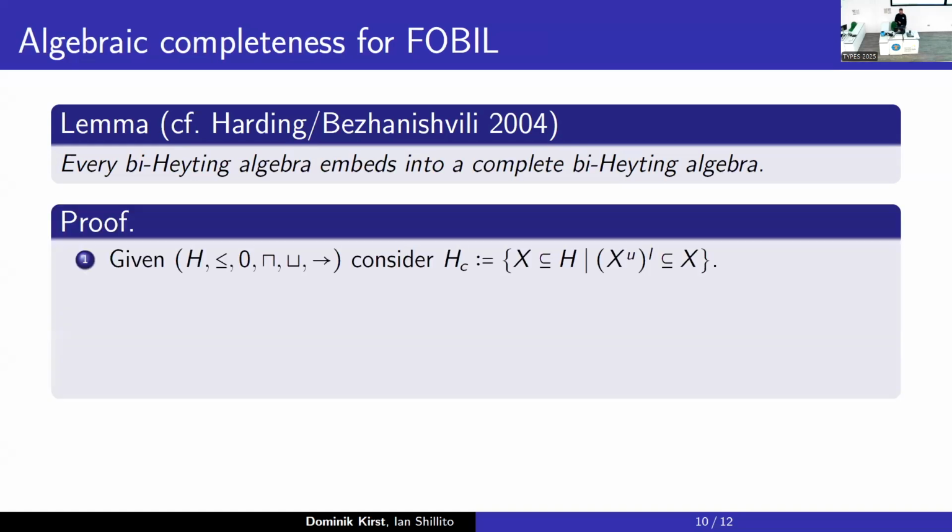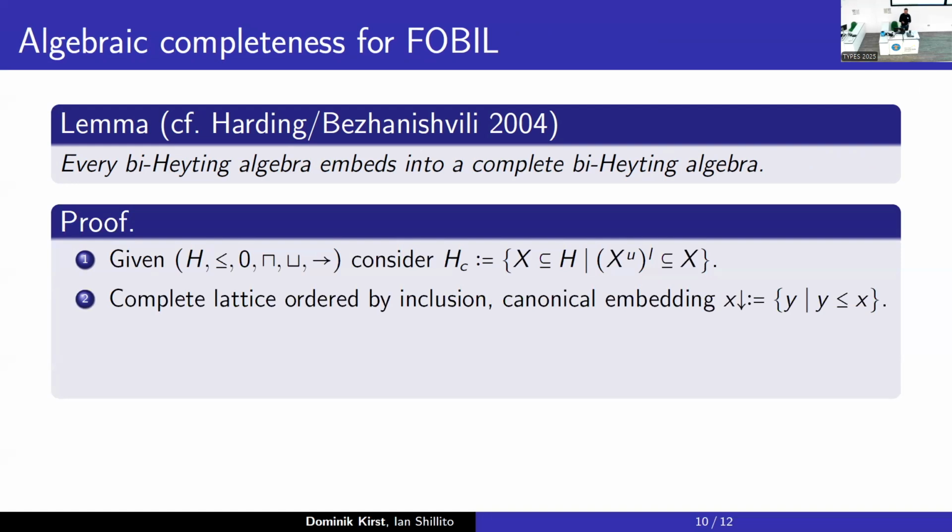And the proof is a bit funny, because what you normally do is you look at the subsets of the algebra that are closed, in the sense that if you take all the upper bounds and then all the lower bounds, you didn't change the set. You were still included in it. And then you can show by some standard arguments, first of all, that this is a complete lattice. The lattice structure is trivial, and you have a canonical embedding by looking at the downsets.